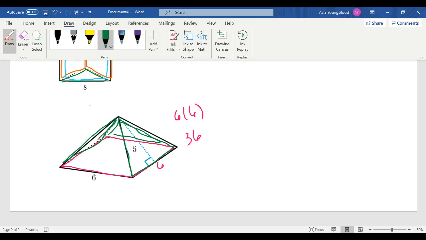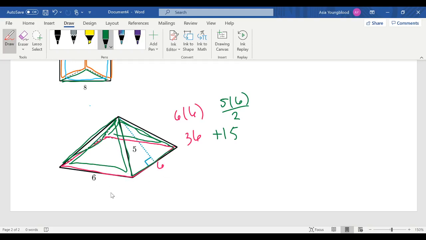And another triangle. So there are 4 triangles, and all of their areas are going to be 1/2 the base times height. So the base is this 6, the height is this 5. So we're going to do 5 times 6 divided by 2, which gets us 30 divided by 2, which is 15.